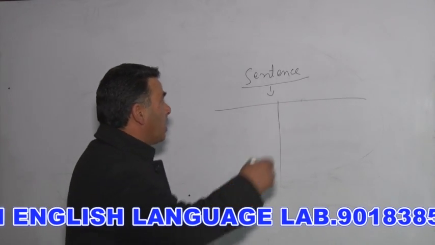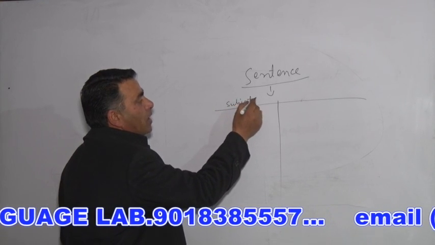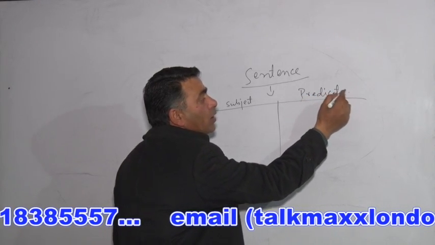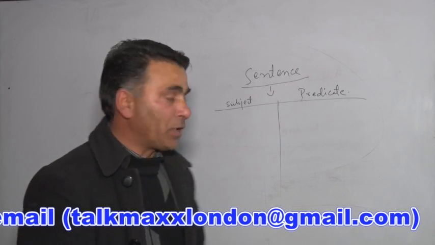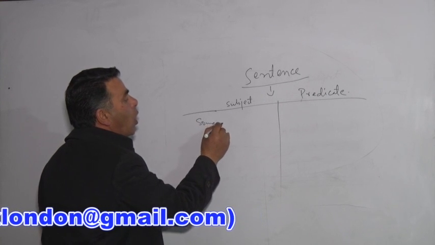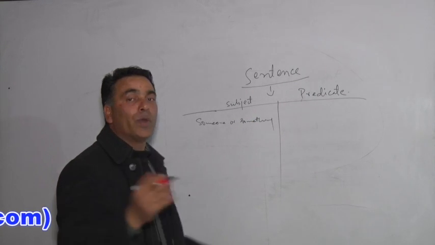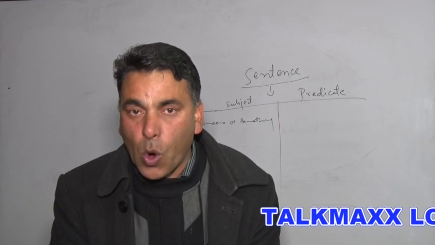In the same way, a sentence too has some existential parts. I'll put it in two things. The first existential part of a sentence is called the subject. And the next part is called the predicate. Now, the question is, what is subject and what is predicate? Subject is someone or something about which or whom we talk.